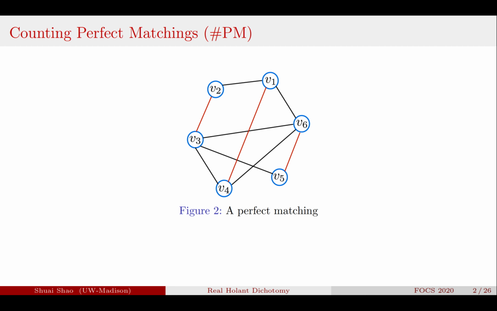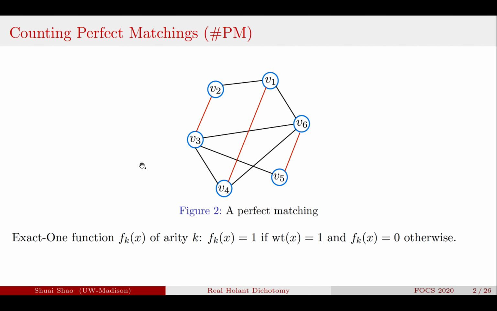This problem can be expressed by the Holant problem parameterized by Exact-1 functions. Here is the definition of the Exact-1 function. Such a function takes value 1 when the input has Hamming weight 1, and it takes value 0 otherwise.